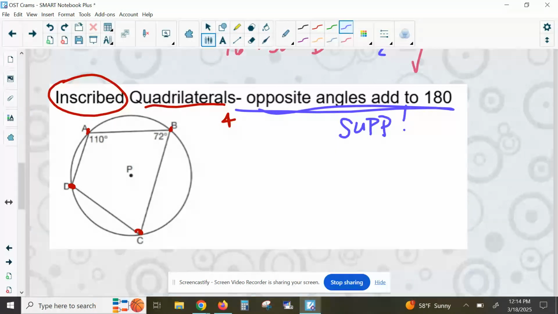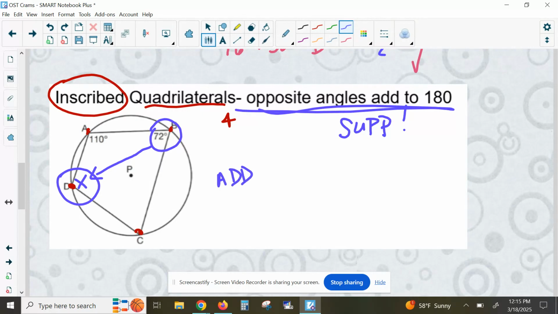So that means opposite angles. If I'm looking at this angle, the guy opposite him is this one here. I'll just call him X. So these 2 angles have to add to be 180 degrees. So if I know the 72, I could just do 180 minus 72 and get this angle X over here. So go ahead and do that math, and that's going to give you whatever X is.